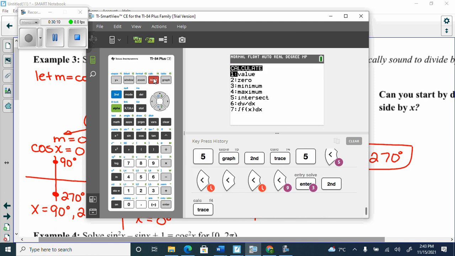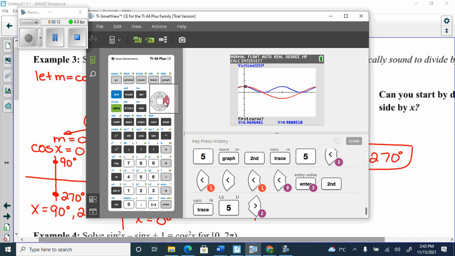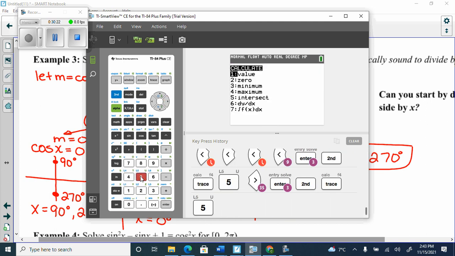Second, trace 5, I'm hoping for the other ones. I feel confident, because they look like they're crossing at 90, which is my scale. Enter, enter, enter. 90, woohoo! Second trace 5. Let's go to the next one.